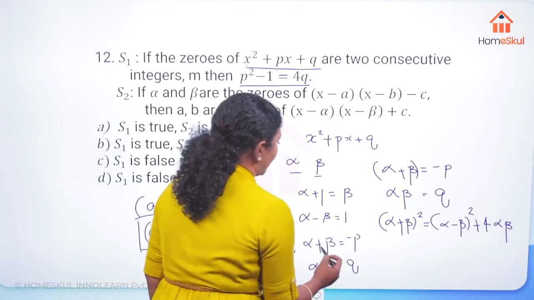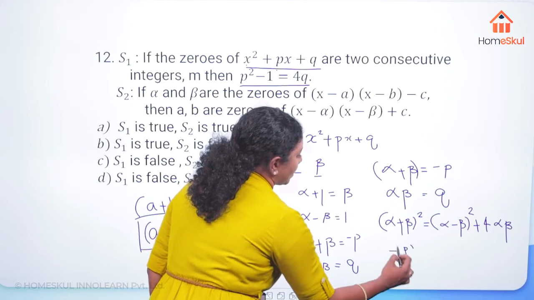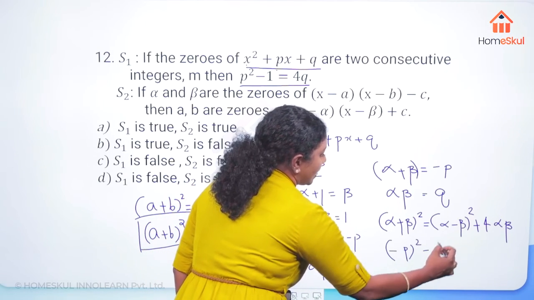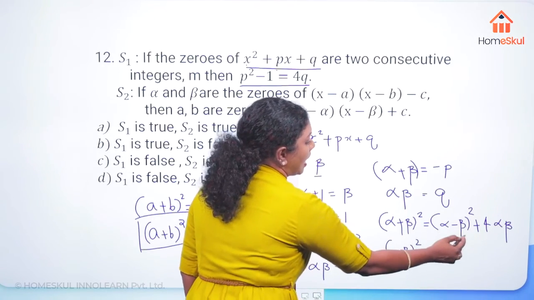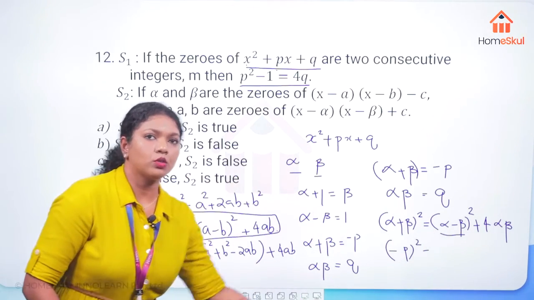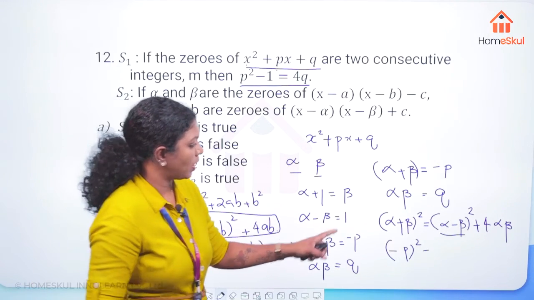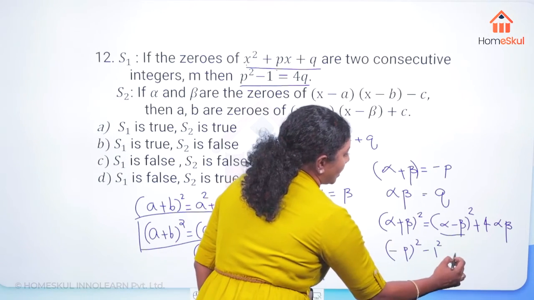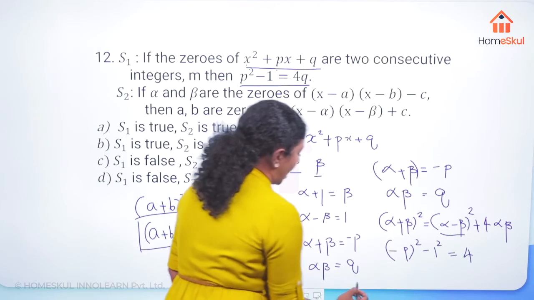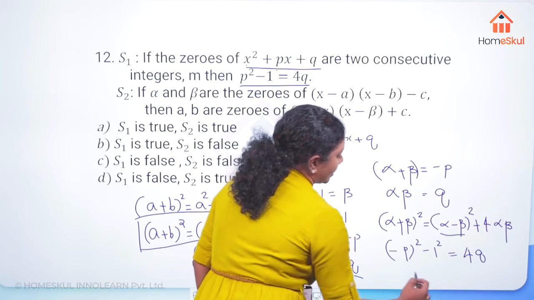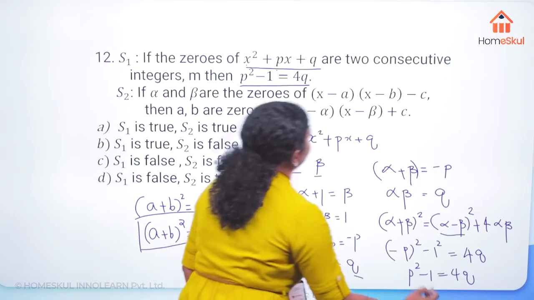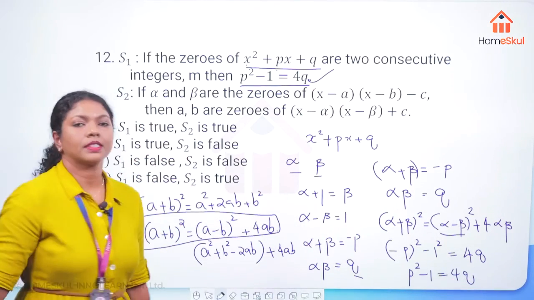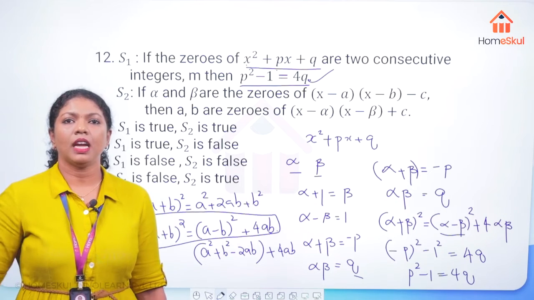Now we have alpha plus beta, which is minus p, the whole square, minus of alpha minus beta the whole square. I am taking alpha minus beta to this side. Alpha minus beta is what? 1. 1 square is equal to 4 times alpha into beta, which is q. That is positive, p square minus 1 is equal to 4q, which is correct. Right? Understood?